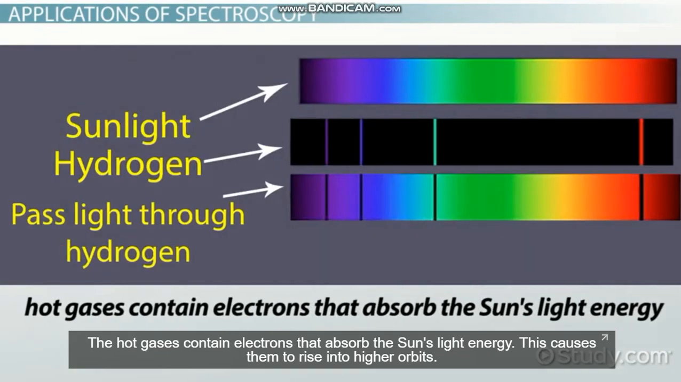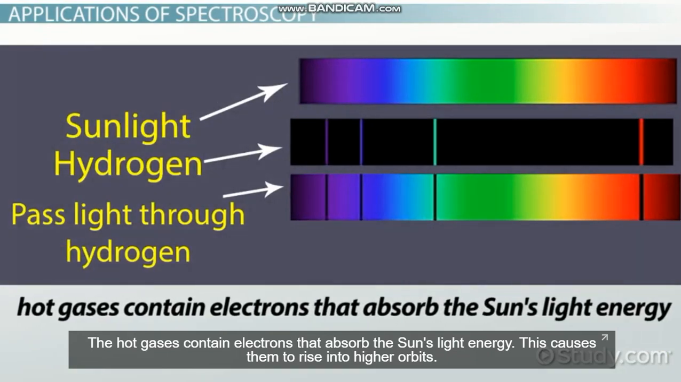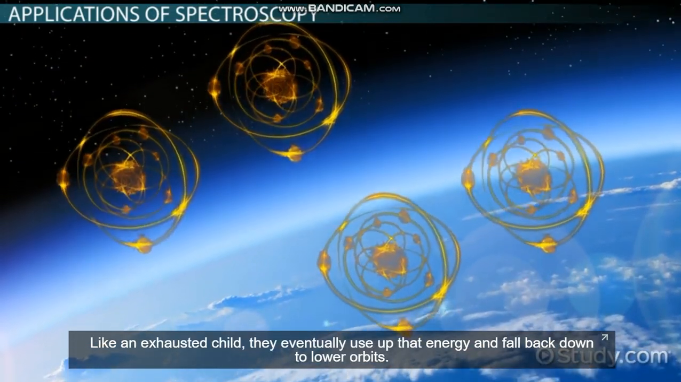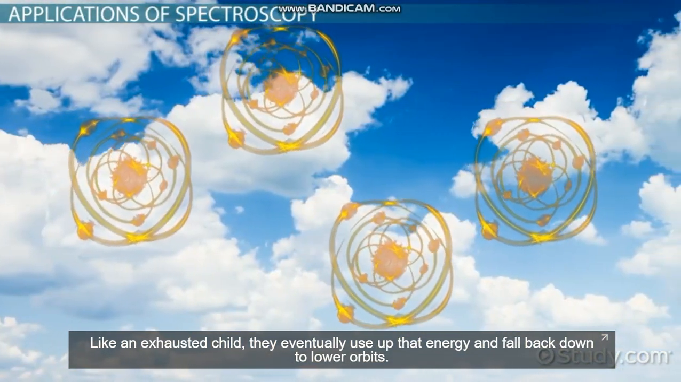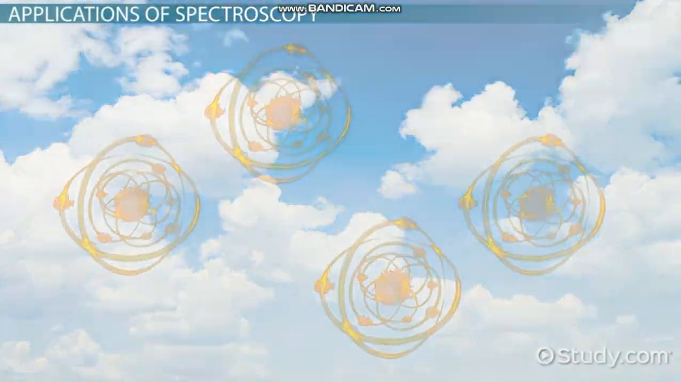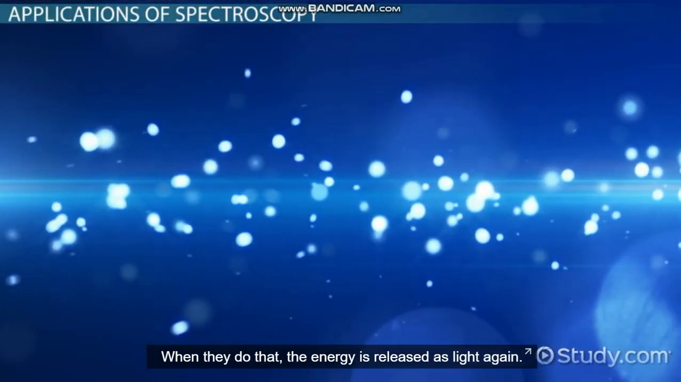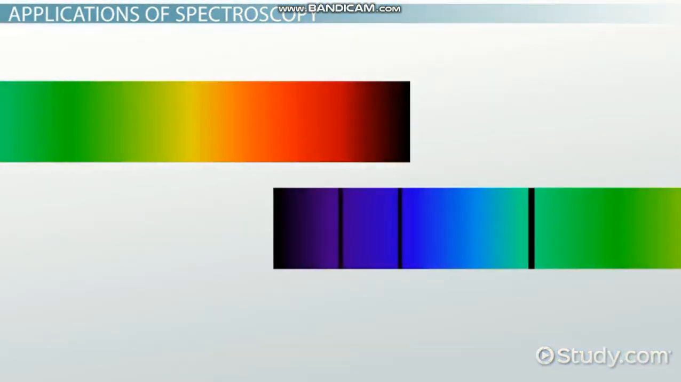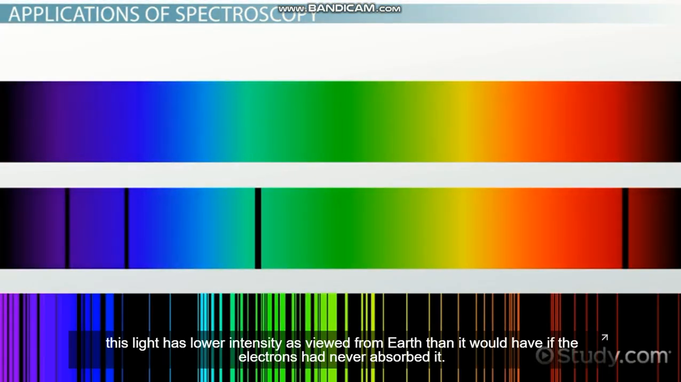The hot gases contain electrons that absorb the sun's light energy. This causes them to rise into higher orbits. Like an exhausted child, they eventually use up that energy and fall back down to lower orbits. When they do that, the energy is released as light again. However, since it's released equally in every direction, this light has lower intensity as viewed from Earth than it would have if the electrons had never absorbed it.